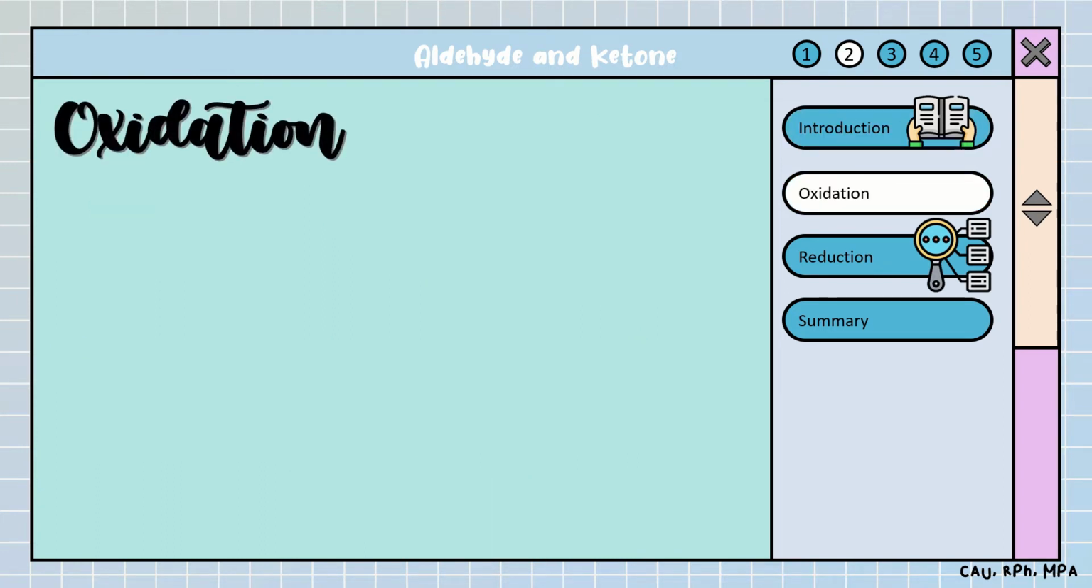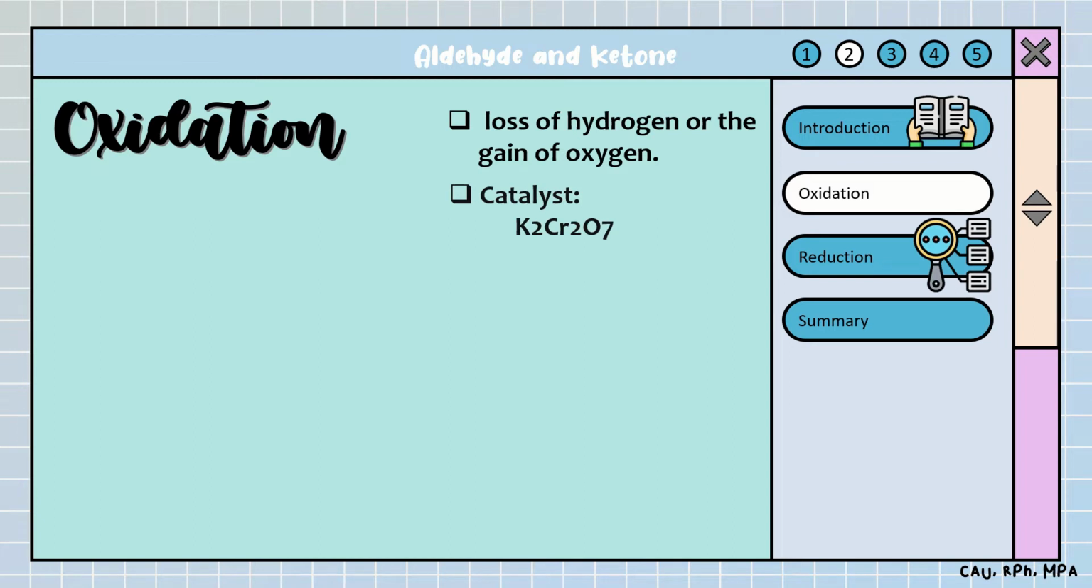First, let's have the oxidation. In oxidation, as we discussed in the previous topic, oxidation is the loss of hydrogen or the gain of oxygen. That's why it's called oxidation, because it is gaining oxygen in its structure. The main oxidizing agent for this oxidation is potassium dichromate. One thing to remember: aldehydes readily undergo oxidation to carboxylic acid, while ketones are resistant to oxidation.